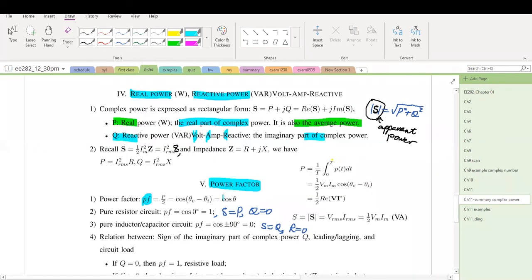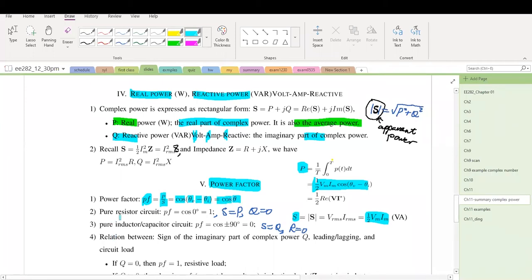Next, let's introduce the concept of power factor. Power factor is a very important concept in AC circuits. It is defined as the ratio of the real power and the apparent power. Real power is also the average power, that's this expression, and apparent power, that's this expression. If we take the ratio of that, it equals cosine of theta V minus theta I, that equals cosine theta.